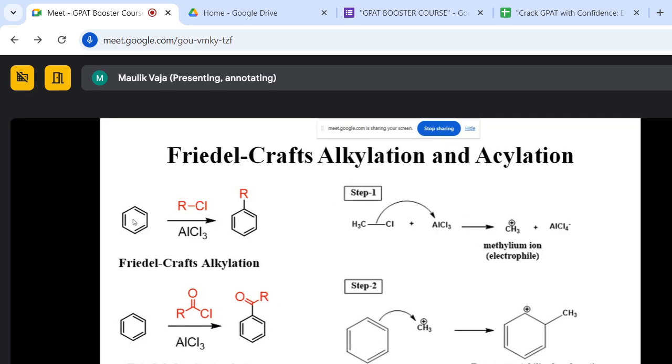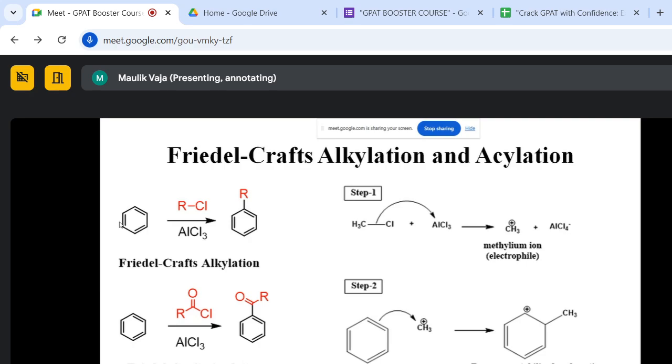For Friedel-Crafts alkylation, you will get alkyl benzene. For Friedel-Crafts acylation, you will get acyl benzene. Simple question: in Friedel-Crafts alkylation, if chloromethane reacts with benzene in presence of AlCl3, what will form? Chloromethane plus benzene will give you toluene. Okay, simple.